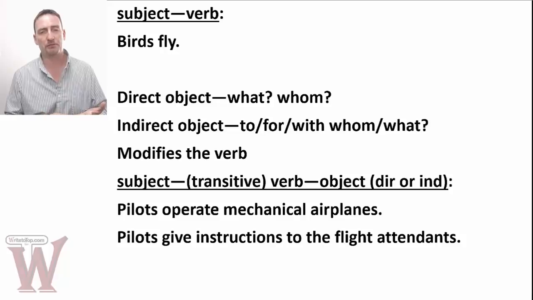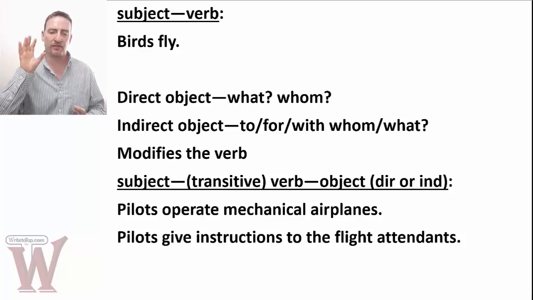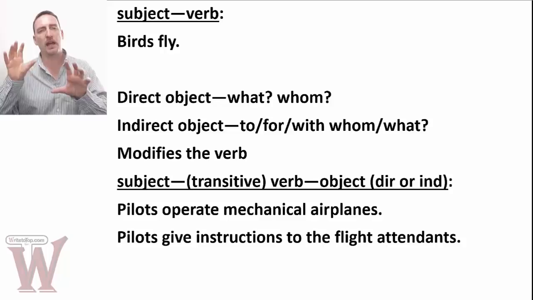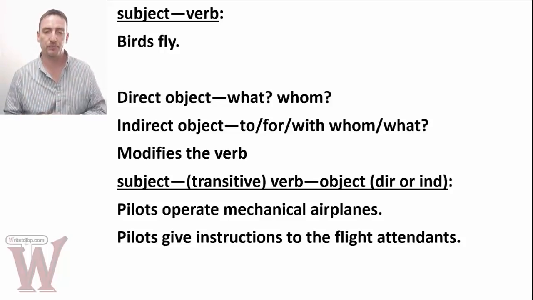Pilots, subject, operate, verb, operate what? Mechanical airplanes. So airplanes is the object of the verb operate, and operate airplanes is the predicate to the subject pilots. Now, mechanical is just a modifier for airplanes. You can take it out, you can leave it in. That's not necessary to the predicate, but the verb and the object are necessary.